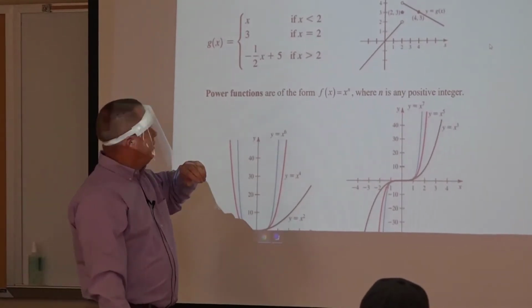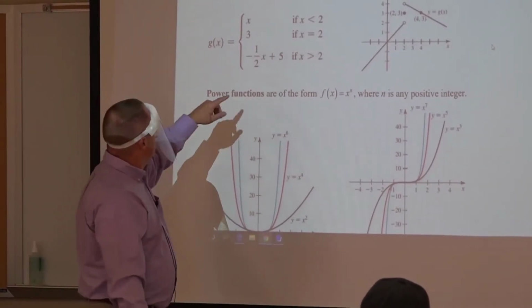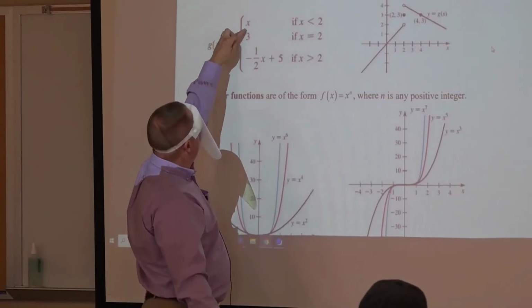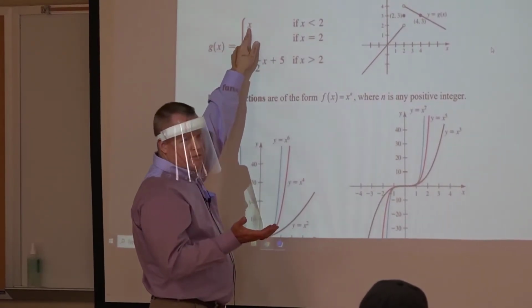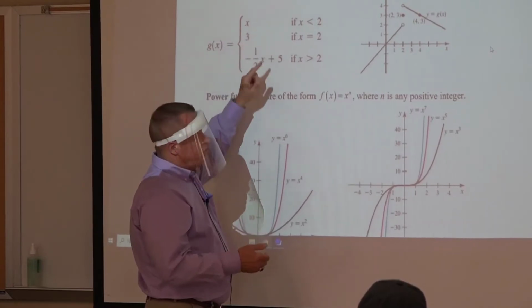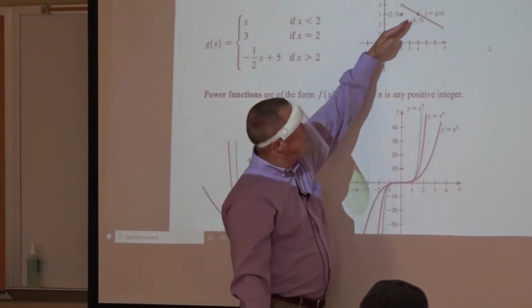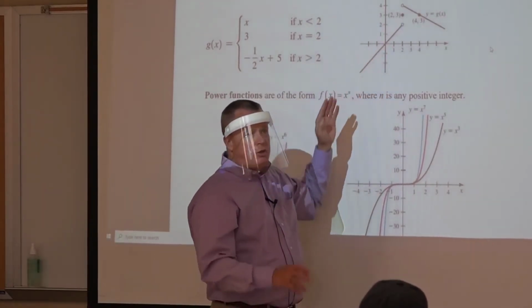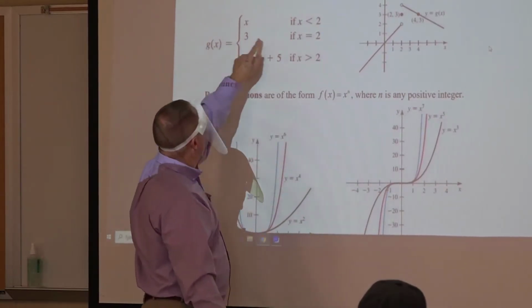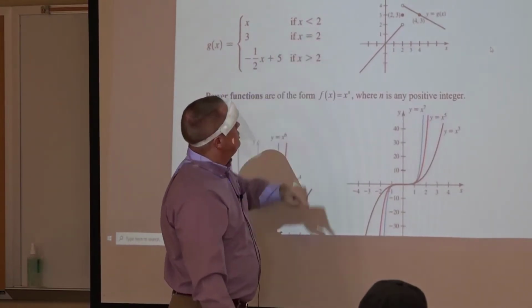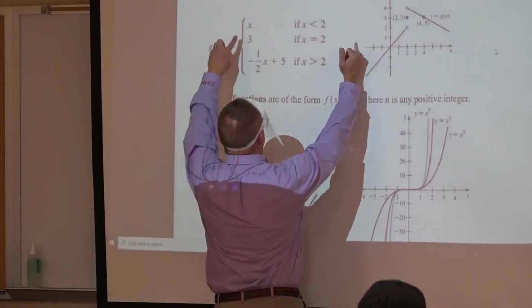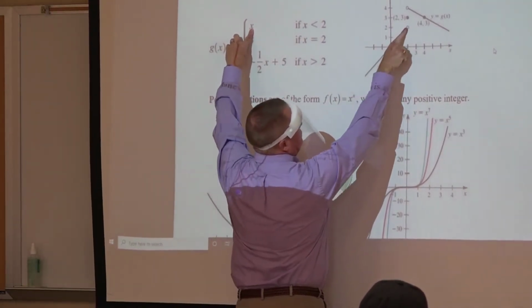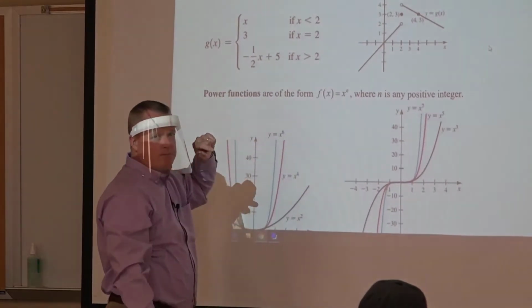Okay. So just notice, you really got three functions here. You've got g of x equals x, or y equals x, which is just a line that goes through just like this. But you only graph it when x is less than 2. So everything from here over, I have graphed y equals x. That looks like that. Okay?